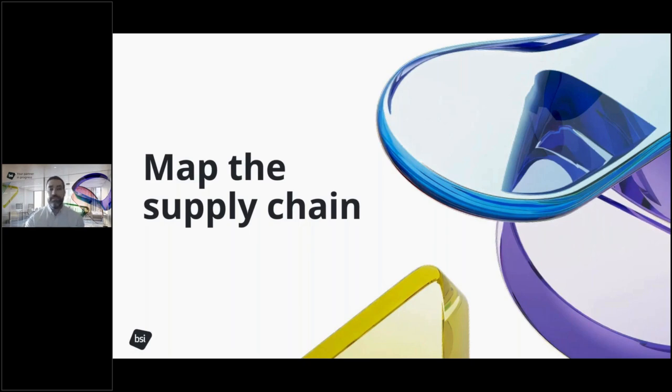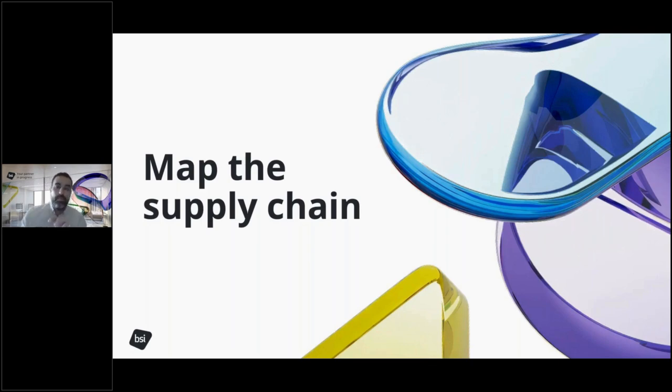So they may have done this as an exercise 3, 4, 5 years ago, but by now they've had an acquisition, they've developed new products, and the supply chain has completely changed. So the map they have of the supply chain is no longer an accurate representation or picture of the types of risks they're facing in their supply chain.